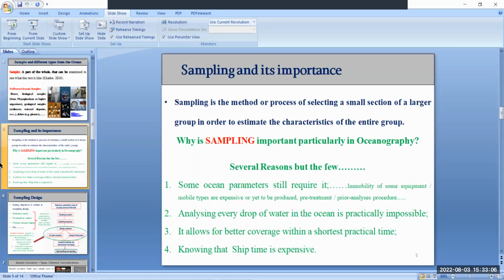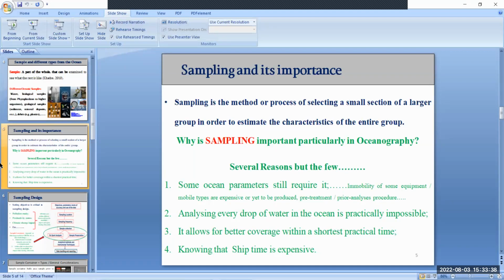Thank you. So as I've said, due to the immobility of some equipment, and maybe the mobile types of those equipment are expensive or even yet to be produced, or possibly due to the pretreatment that you need to give to the sample prior to analysis, we call it the prior analysis procedure. So you cannot just determine a parameter on site. It has to be sampled and taken back to the laboratory.